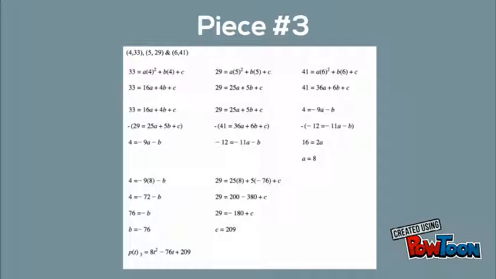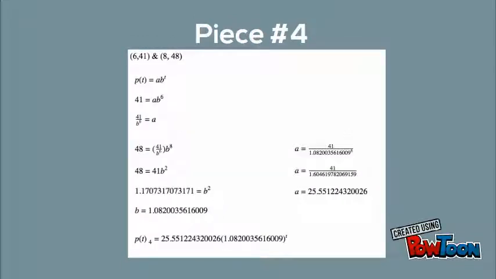The third trend was from 1990 to 1992, where there was a parabolic increase from 33 wolves to 41 wolves. Since the trend was parabolic, we had to use a quadratic equation to get our piece. The fourth trend was from 1992 to 1994. There was an exponential increase from 41 wolves to 48 wolves. Since the trend was exponential, we had to use the exponential equation to get our part.